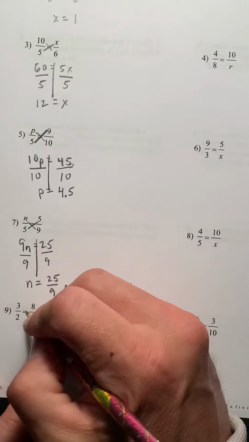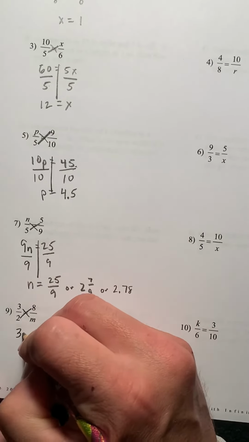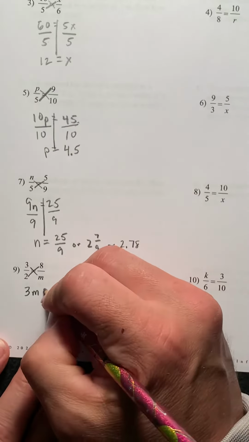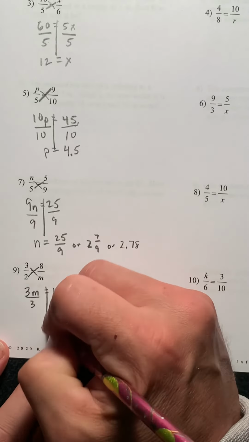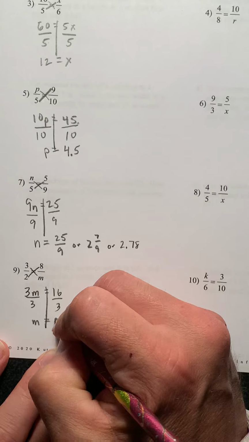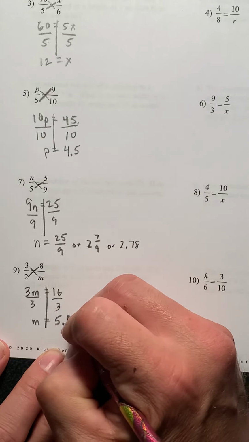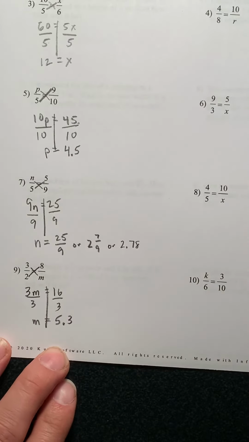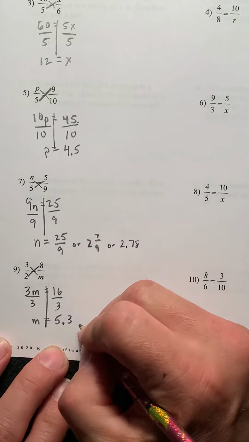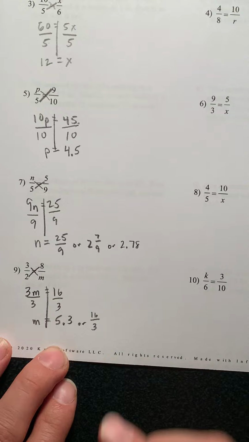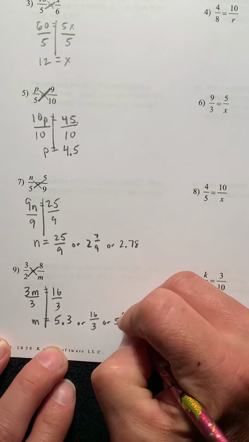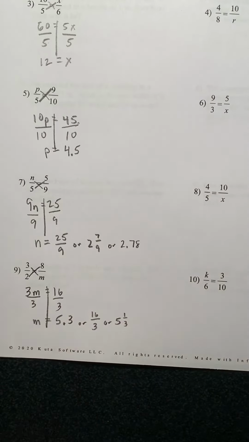And last but not least, I get 3m is equal to 16. I divide by 3. M is equal to, that goes in 5.3 repeating. Or if we leave it as a fraction, I'm okay with that, 16/3. Or as a mixed number, 5 and 1/3. Any of those answers are acceptable.